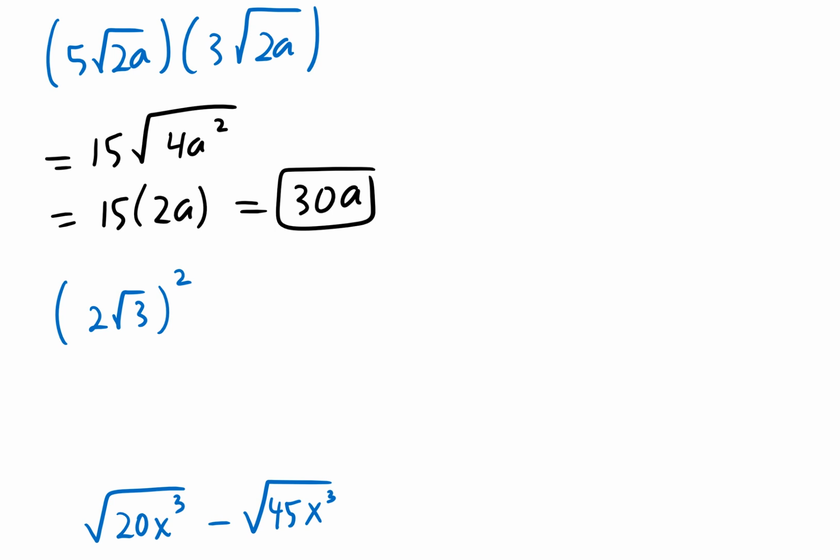Next one. We square the 2 and square the radical. So this is 4. When you square the radical sign, the square root of 3 squared is always 3. So that would give us 12.